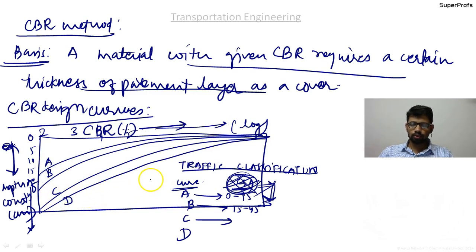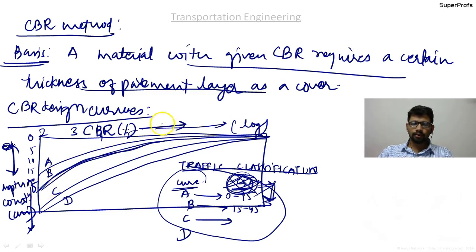So what we do in the CBR method is that we have this information, and from it we find the appropriate curve. Say we got curve B. Then we find out what the CBR is. Say it is 4%, then corresponding to 4%, the depth of pavement required will be our depth of the pavement layer.